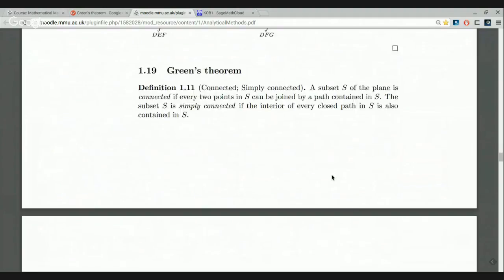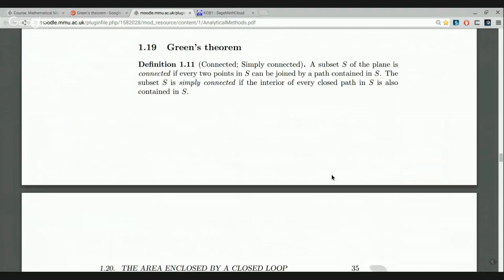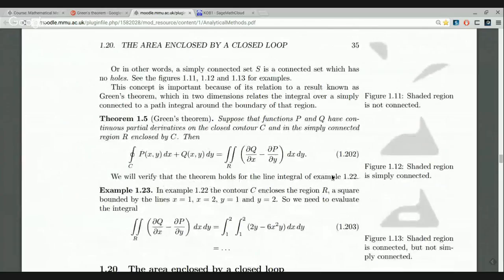So let's have a look at the statement of it. In order to read the statement, we need the terminology of what simply connected regions are. We looked at this definition briefly on Monday, but we can discuss it with the aid of these three diagrams down the right-hand side of page 35. The three diagrams show some shaded subregions of the plane. The top one is what we would call a non-connected region, because the region is composed of two separate blobs. They aren't connected together.